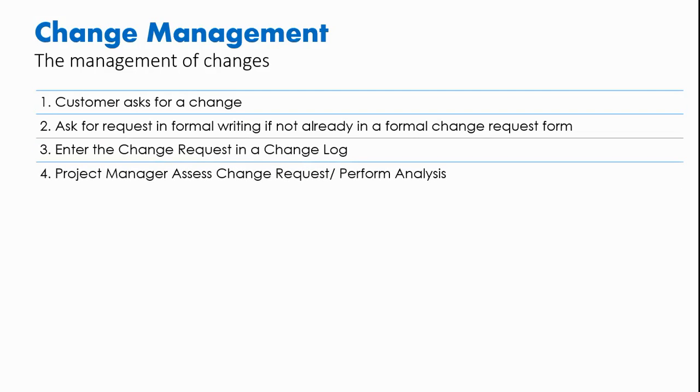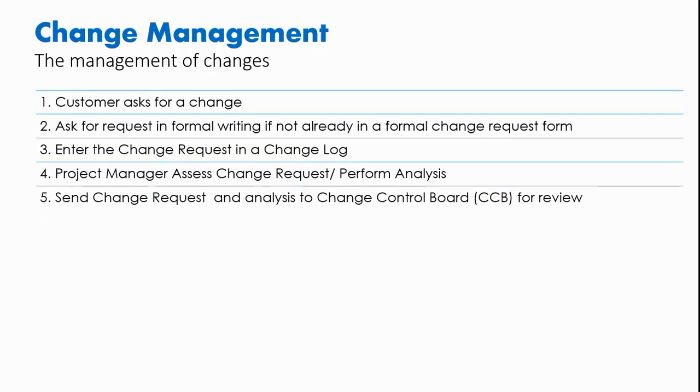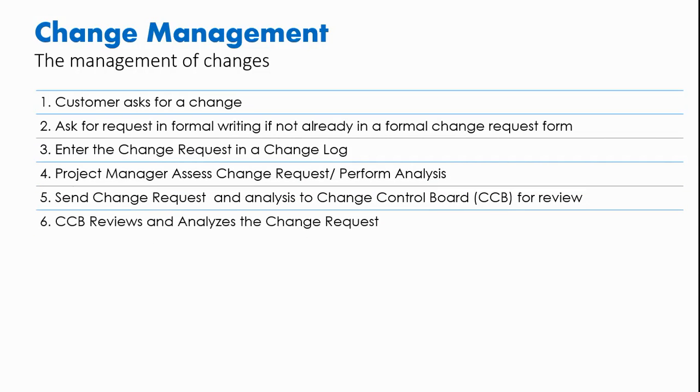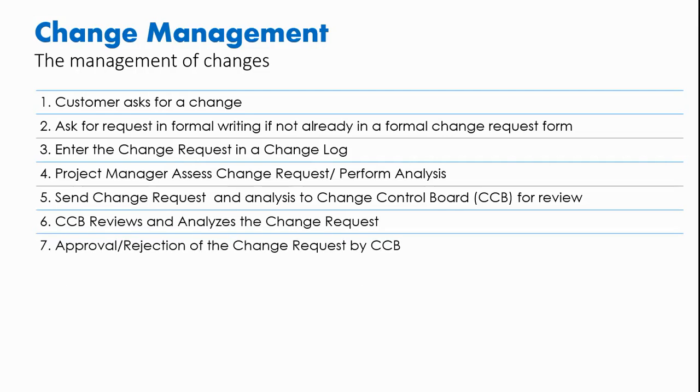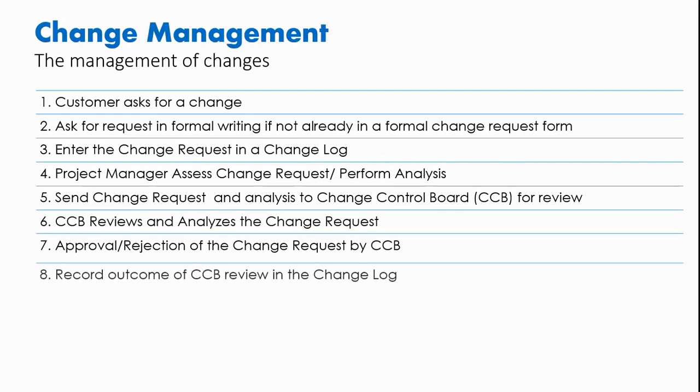Four, the project manager assesses the change and performs an analysis. Five, send the change request to the CCB if there is one. Six, the CCB reviews the change, analyzes the request. Seven, they approve or reject it.